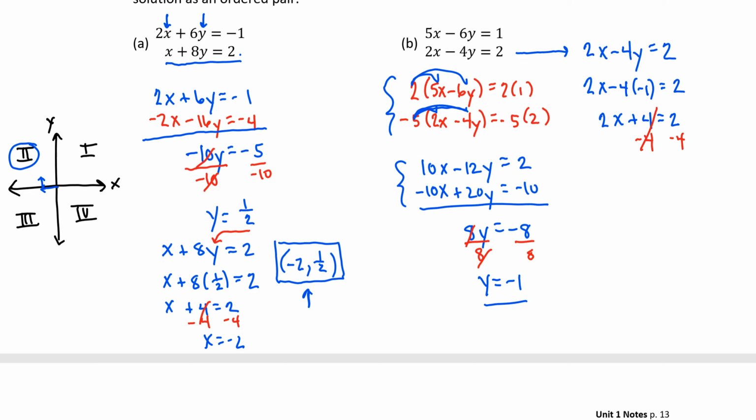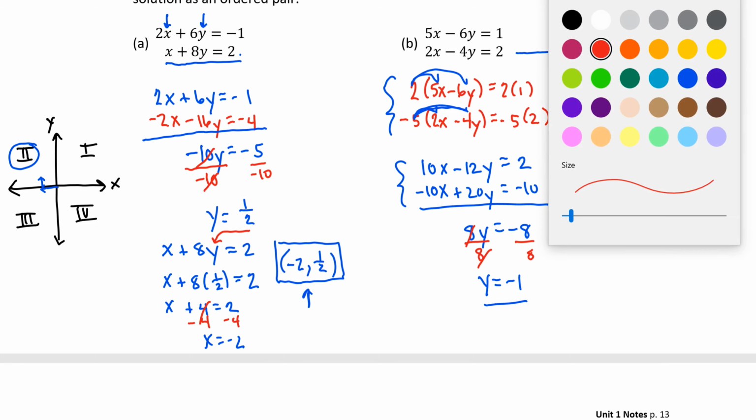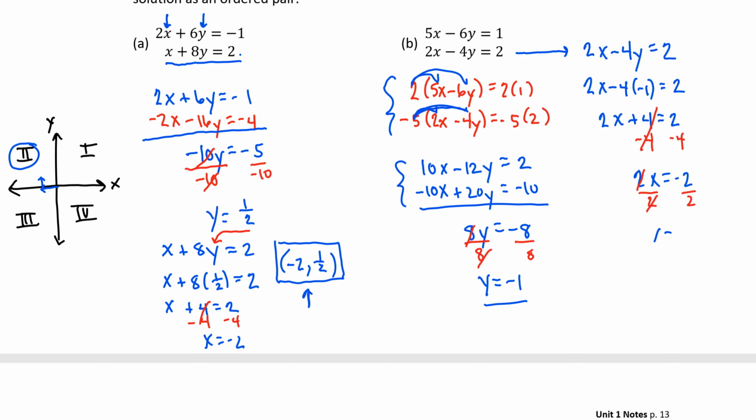So we can begin that process by subtracting 4 from both sides. We get 2x equals negative 2. Divide both sides by 2, and we have the other half of our solution, x equals negative 1. So as an ordered pair, our solution is x equals negative 1, y equals negative 1.